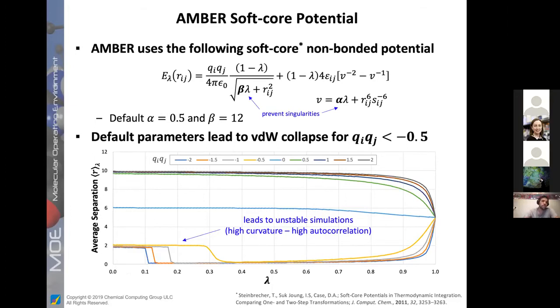So we introduce an alpha and beta parameter in the soft core potential of AMBER to basically tone down the strengths of the Coulomb term, because otherwise it will overtake the repulsive strength of the van der Waals term, and we will see a lot of singularities. And up to AMBER 18, these values were set to alpha 0.5 and beta 12. So why is this interesting?